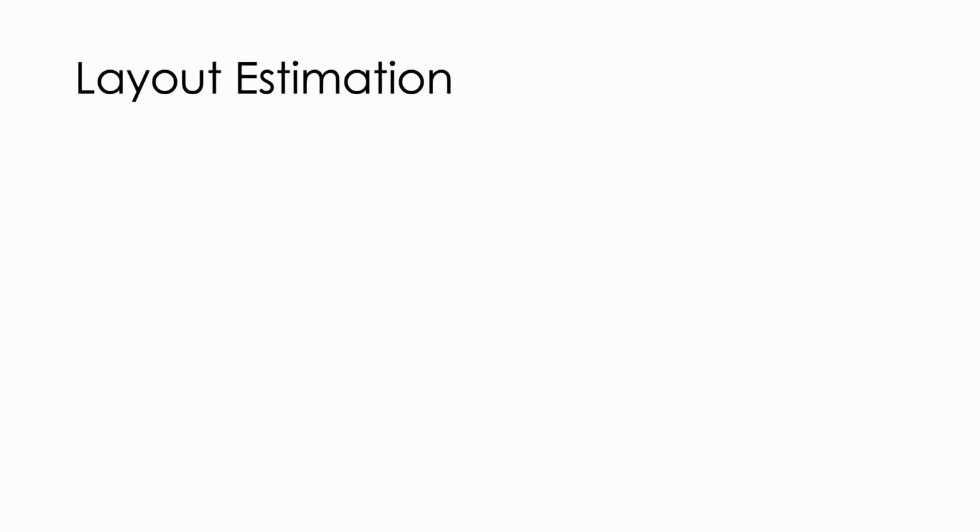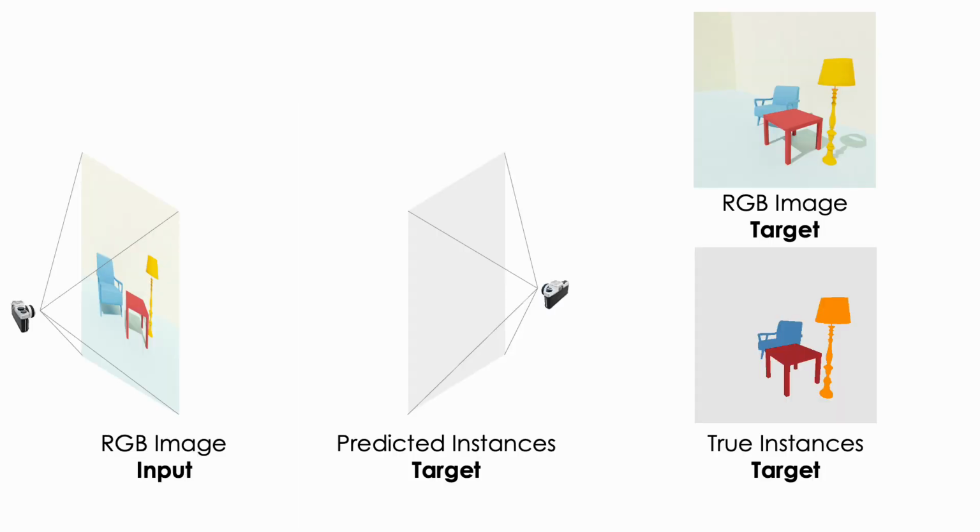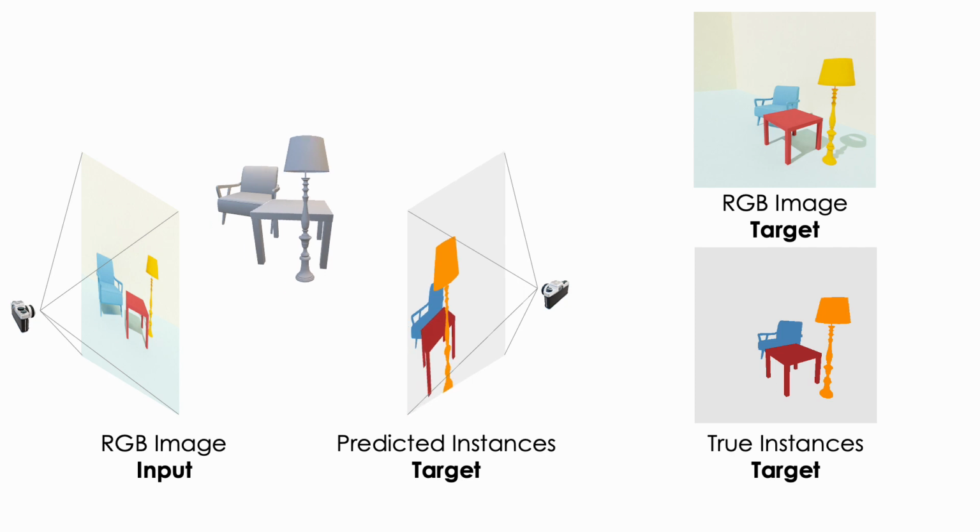USL needs to predict the 3D layout. Here is what the model's layout prediction looks like during training. We show the input image to the model on the left, and the ground truth RGB and object instances of the target view on the right. In the middle, we show the predicted object instances rendered on the target view. So as the model figures out where to place the objects, they might appear anywhere in the target view.